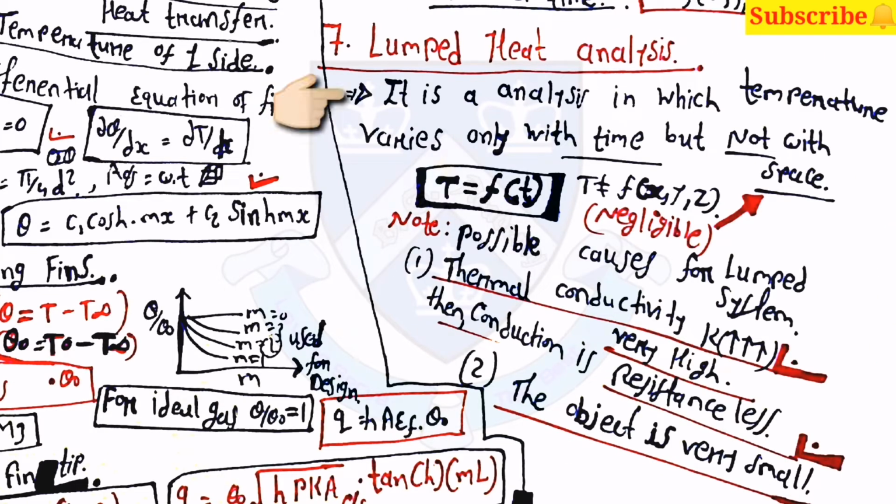Then one more important topic is lumped heat analysis. It is an analysis in which the temperature varies only with time but not with space, so you can say that T is equal to f of t. Note the possible causes for a lumped system: the first is that thermal conductivity is very high, so the conduction is resistanceless, and the second is that the object is very small.